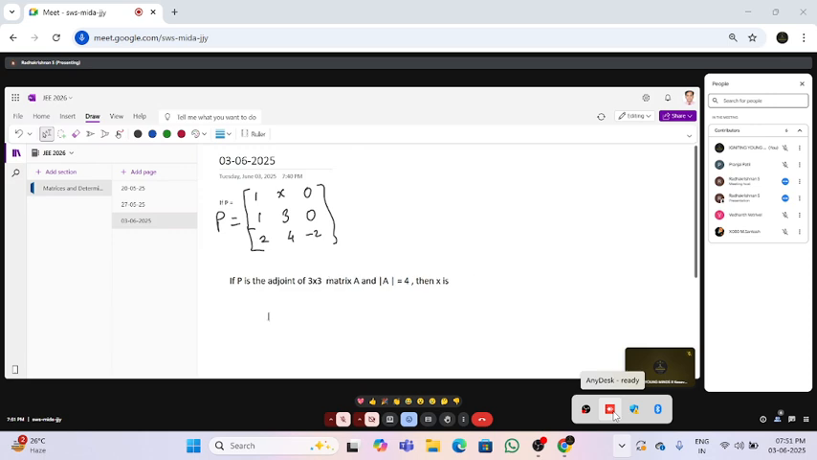So this is the matrix P, and it's given that P is the adjoint of a 3 by 3 matrix A, and the determinant of A is 4. Then find x. I suppose you can do this from whatever you learned in the last couple of classes, and whatever you have learned in your school also. Please do this.